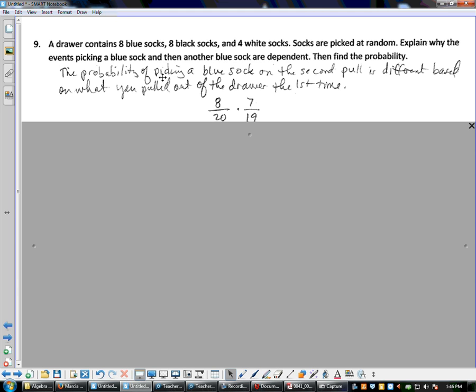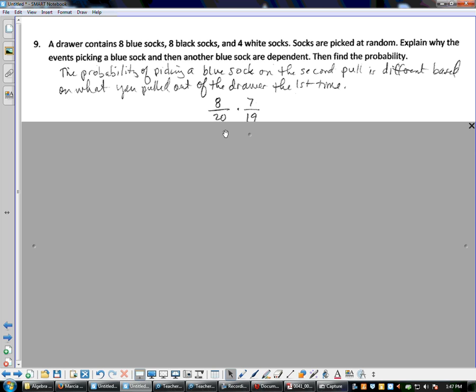Well, I wrote the probability of picking a blue sock on the second pull is different based on what you pulled out of the drawer the first time, so they are dependent. All right, what's the probability that you pick a blue sock on the first go around? Well, there's 20 socks altogether, so the probability of drawing a blue is going to be 8 out of 20.